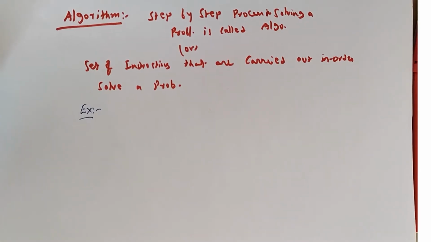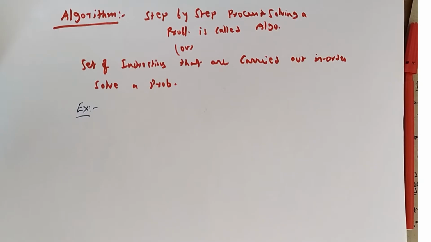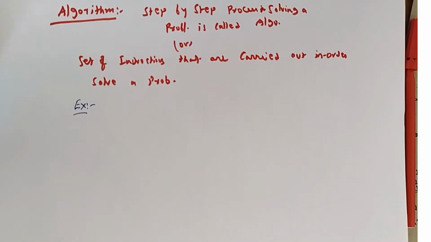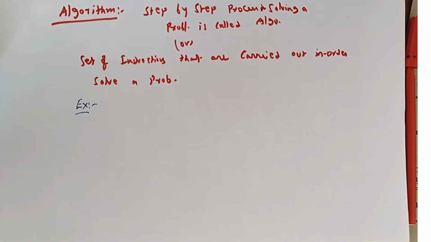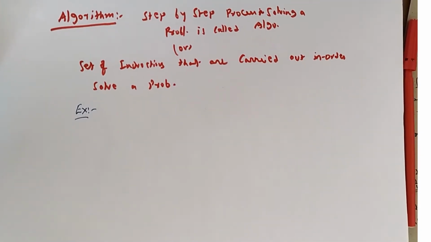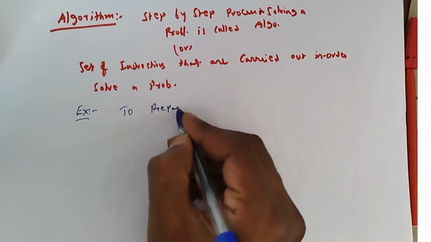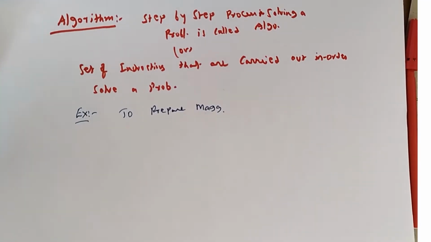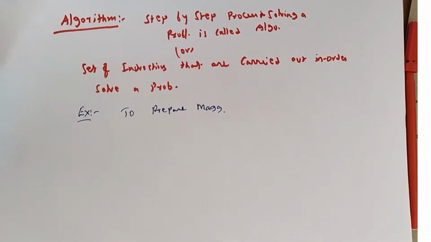The next step is after 2 minutes, you have to add Maggi masala inside the pan. Again, you have to boil the content minimum 2 to 5 minutes. In the next step, the Maggi is prepared. These are the steps you have to follow to prepare Maggi. So all these steps are called an algorithm.